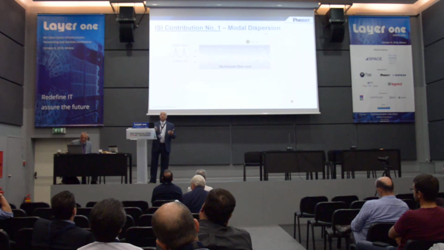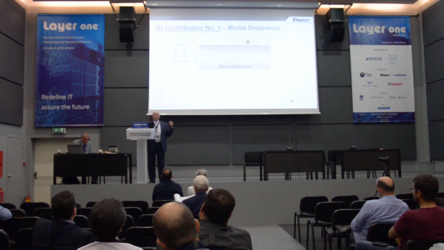So when you buy an OM3 fiber, OM4, OM5, what they do is they measure this modal dispersion, and from this they calculate the bandwidth and effective modal bandwidth. It's the modal dispersion that they actually measure.